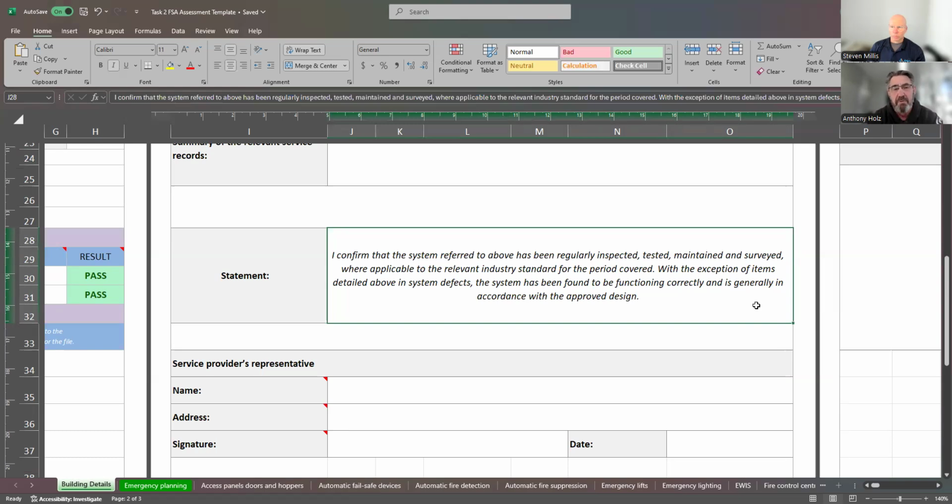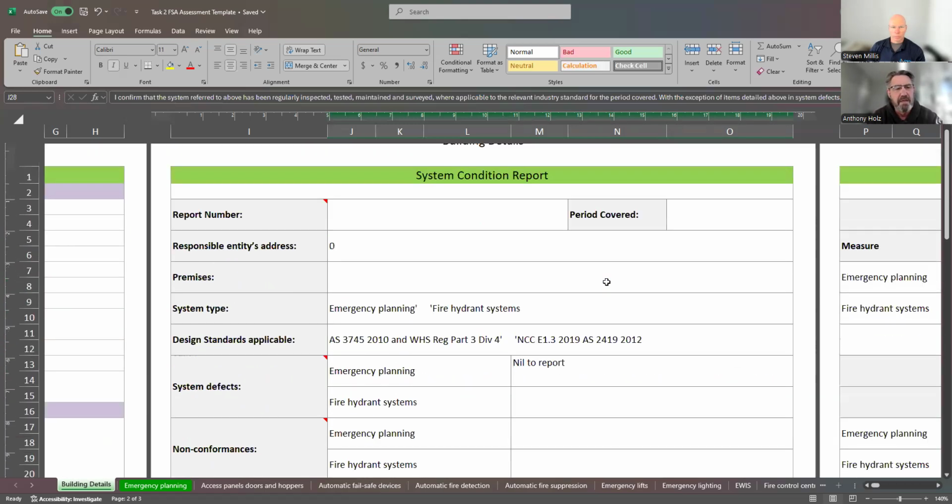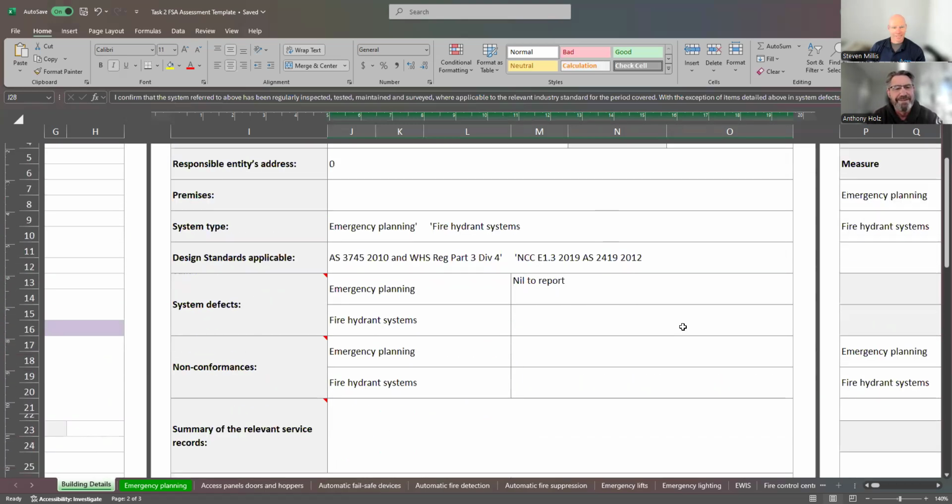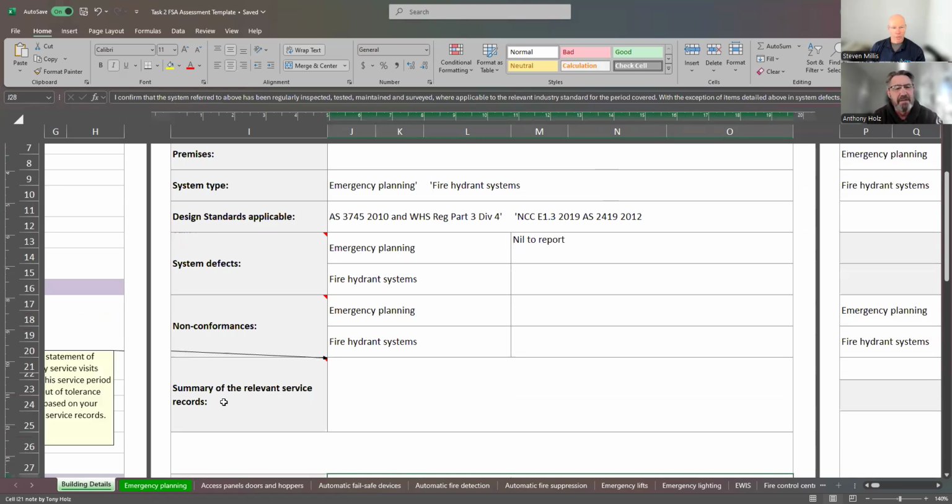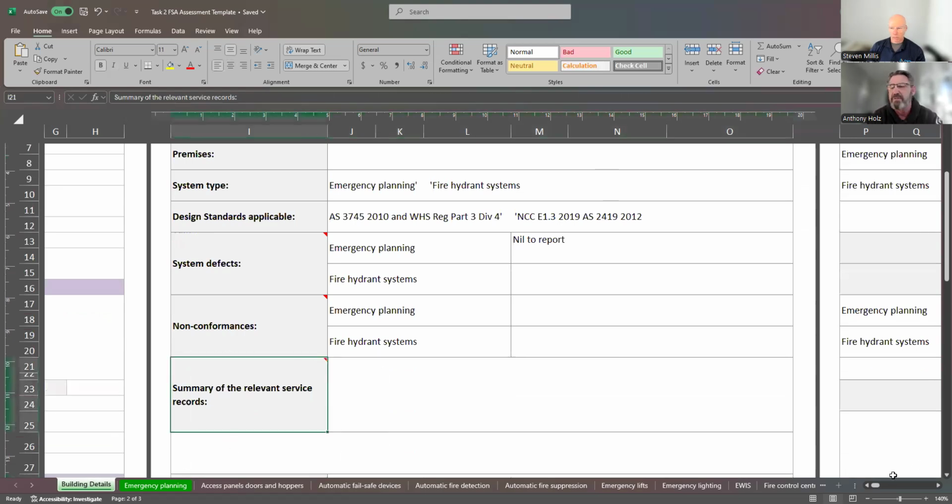And another part of this report that's not covered very well is the section relating to, what's it called? Just scroll it up a little bit there, Steve. My brain's not working yet. No, down. Yeah. Oh, the summary. Yeah, the summary of the relevant service records.